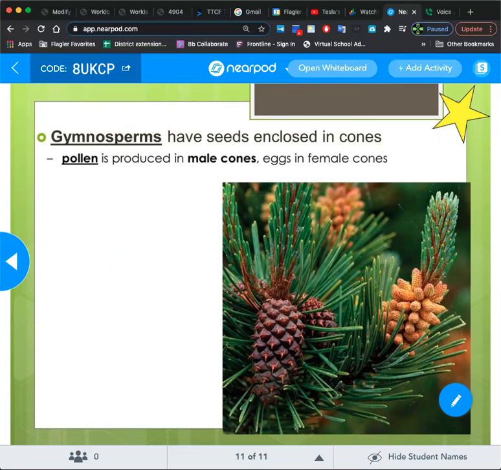All right, so that's everything on plants. There's a little bit more detail in your lesson about some of the different types of plants. You'll be asked some of that on your test, but what I went over concentrates on what's on your EOC. So just keep that in mind.